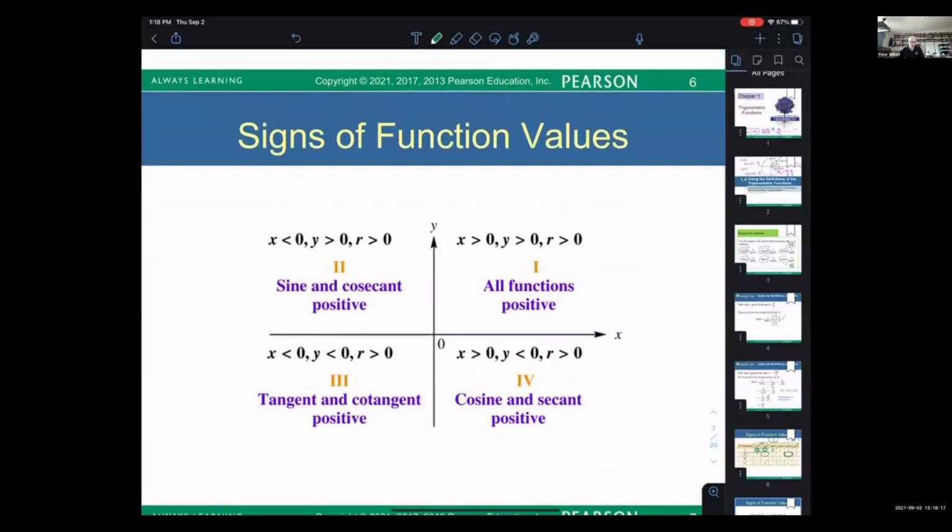They kind of summarize that here and just sort of say which ones are positive and negative in each of the quadrants. So they sort of say, well, in quadrant 1, everything's positive, so they're all positive. And then they break it down. But again, much as I understand what they're showing you here, I don't recommend you try to memorize these, because that's just not the best way to learn this.